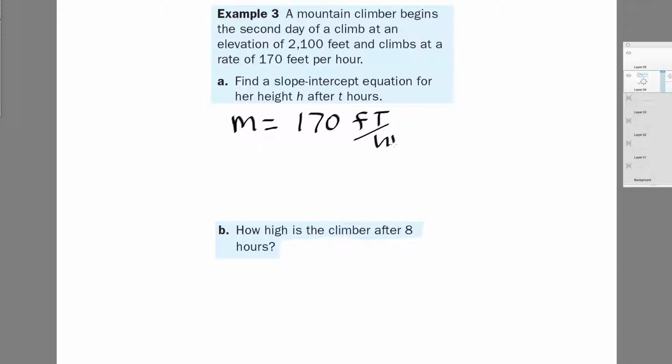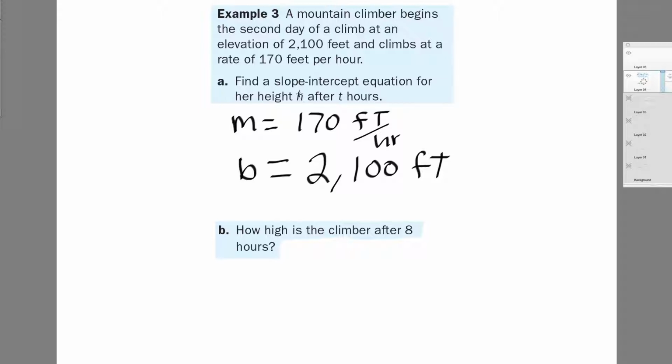And our b value, our intercept, is the start of the climb. So the beginning of time for this problem is the beginning of the second day. And where was the climber at that point? Well, she was at 2,100 feet. So 2,100 feet is our b value, because that's when x was 0, the beginning of time. The x-axis is time in hours, t. The y-axis is height, h.